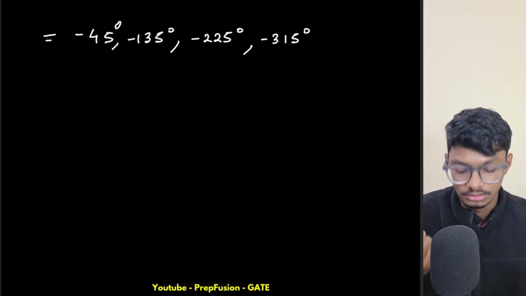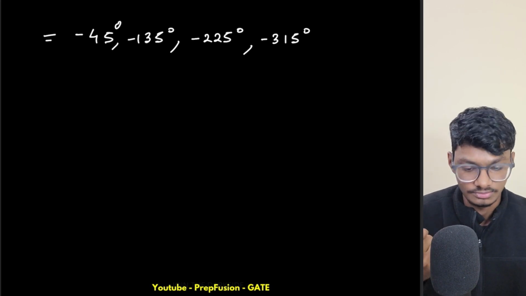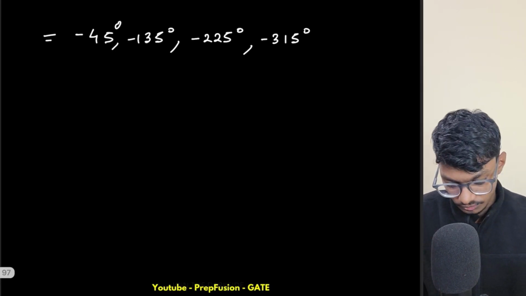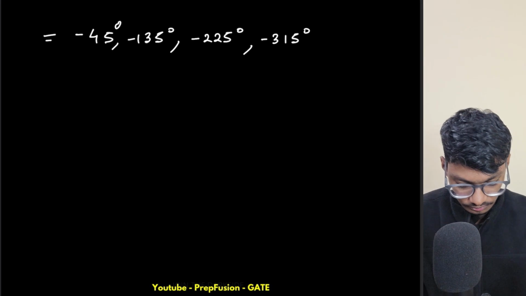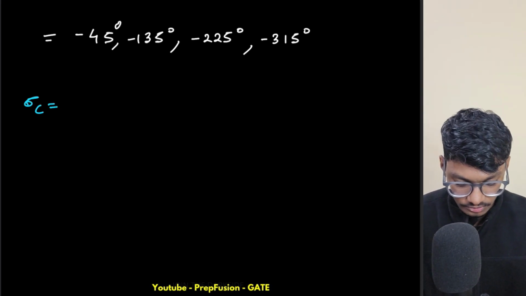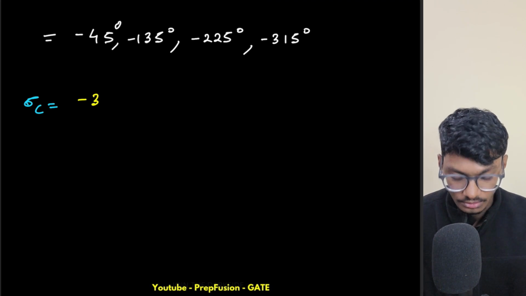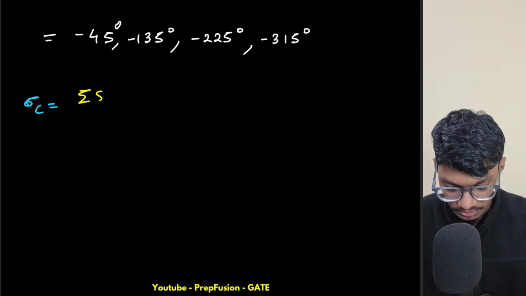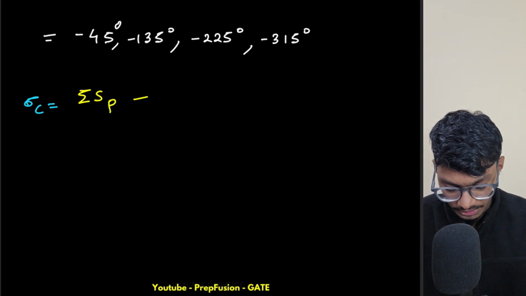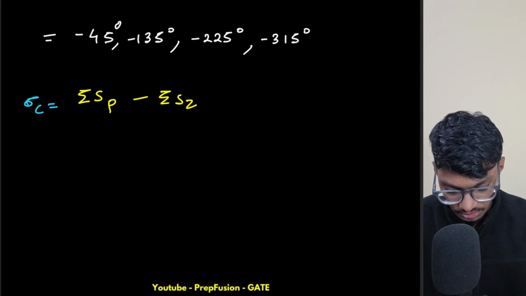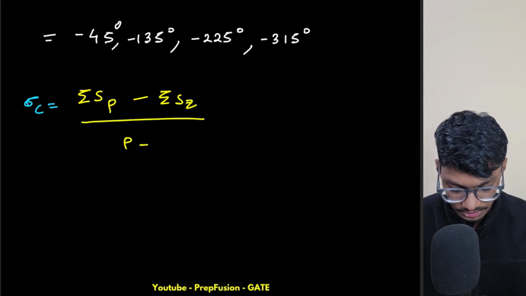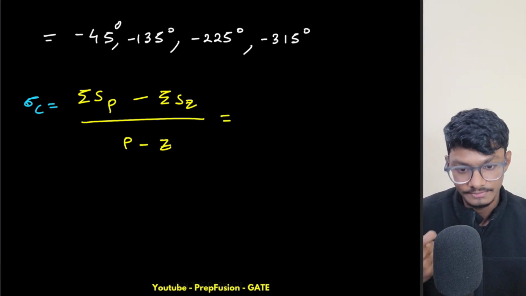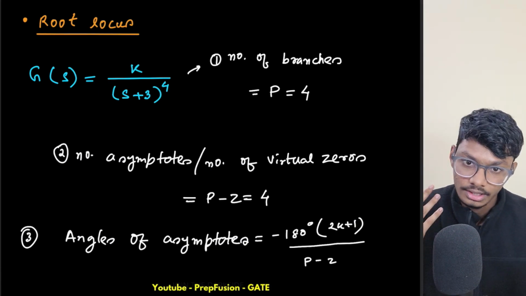Now another thing is, what is the centroid of the asymptotes? Whenever this type of transfer function comes up, the centroid will be minus 3 only. Why? What was the formula for the centroid of asymptotes? The centroid is the summation of the locations of all the poles minus the summation of the locations of all the zeros, divided by the number of poles minus the number of zeros. So what is the summation of the locations of poles? All of them are at minus 3 itself.